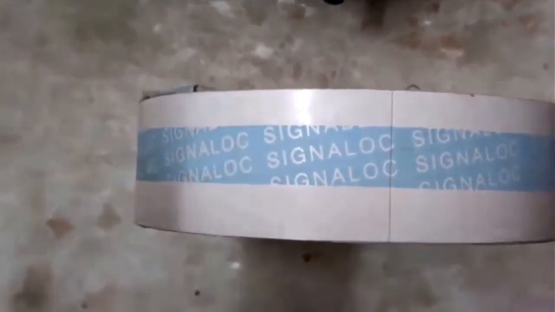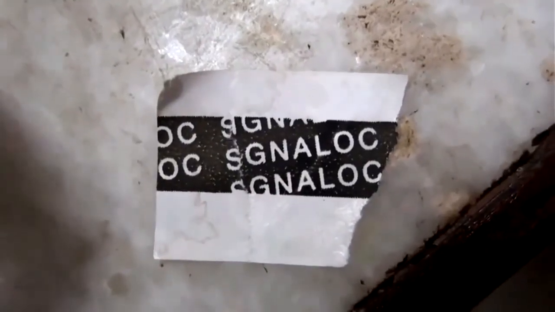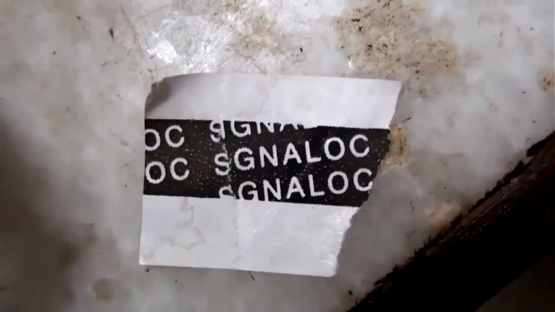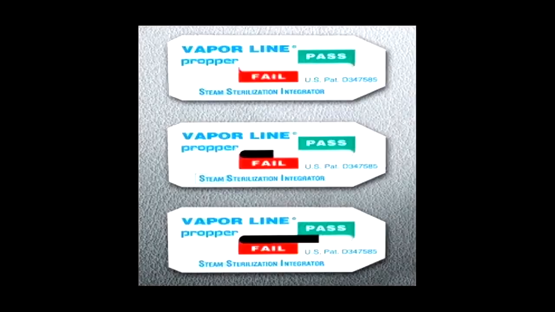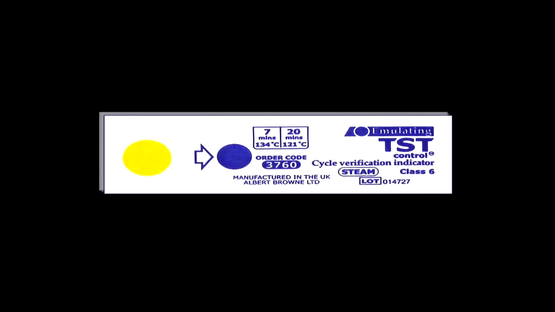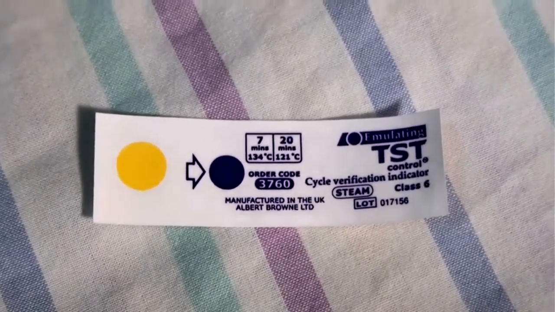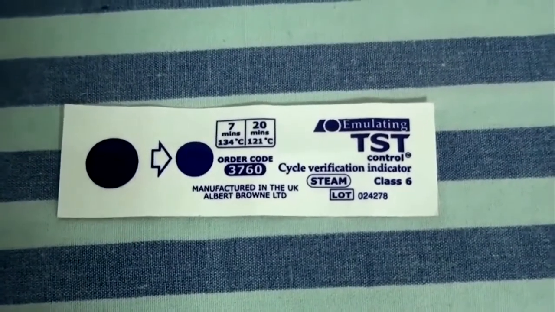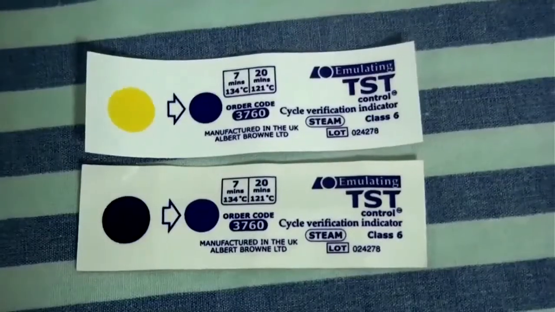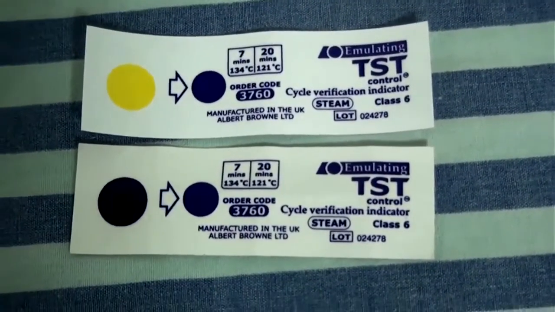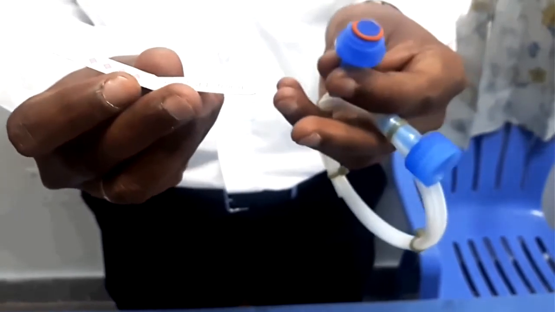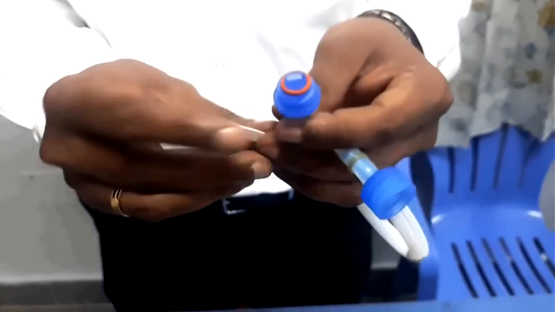Then this is the class 1 indicator. It just says that the pack has gone inside the autoclave and come out. And this is the class 5. And class 6 is what is recommended now. It gives all the parameters, temperature, steam, as well as the time. So the ideal thing we use is the TST sticker, TST indicator. And what is being demonstrated is the helix tube, which determines your vacuum cycle in your autoclave.